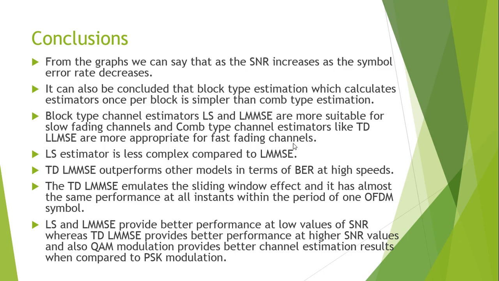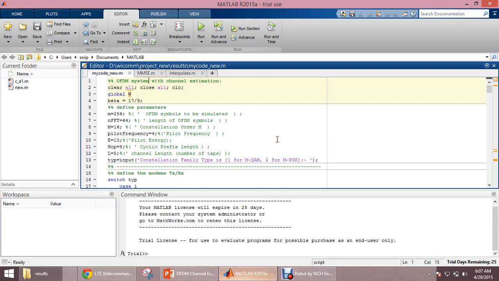LS estimator is less complex compared to LMMSE, and TD LMMSE outperforms other models in terms of BER at high speeds. TD LMMSE eliminates the sliding window effect, and it has almost the same performance at all instants within the period of an OFDM symbol. LS and LMMSE provide better performance at low values of signal to noise ratio, whereas TD LMMSE provides better performance at higher SNR values, and also QAM modulation provides better channel estimation results when compared to PSK modulation.